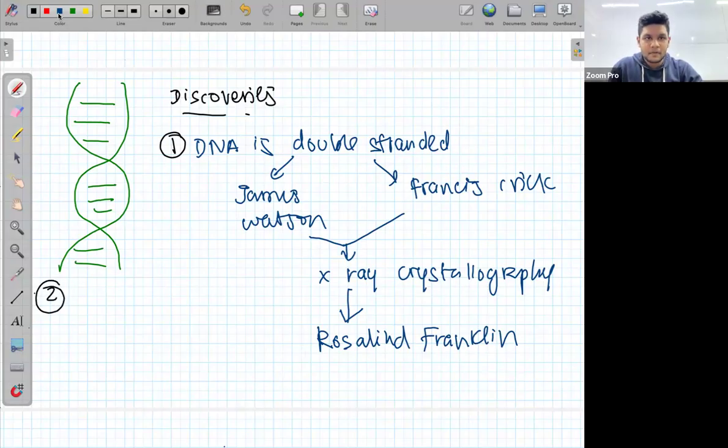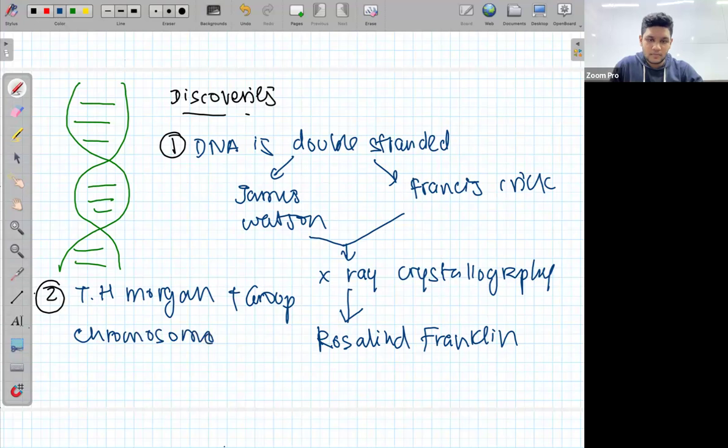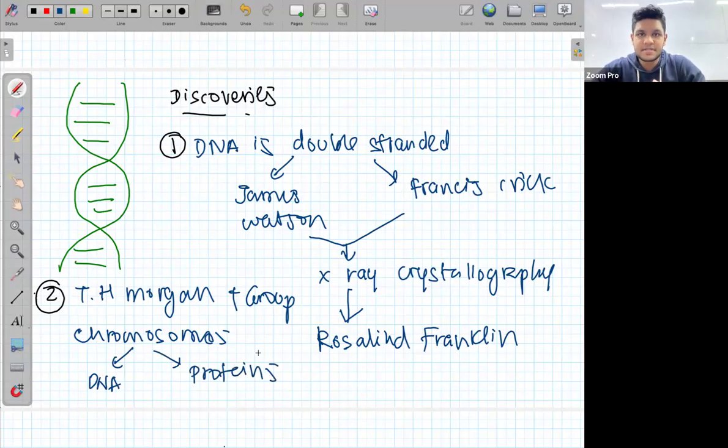is a scientist called T.H. Morgan and his group of companions. They said that chromosomes, we might have learned about chromosomes, some sort of knowledge under cell division of unit 2. He said that chromosomes are made up of two things. One is DNA and the other one is proteins. Is that clear? These are the two discoveries.